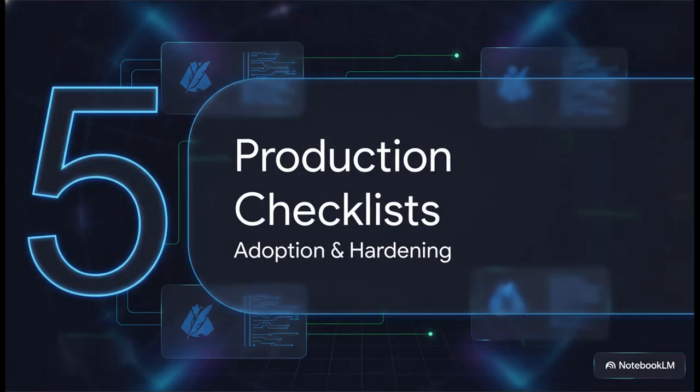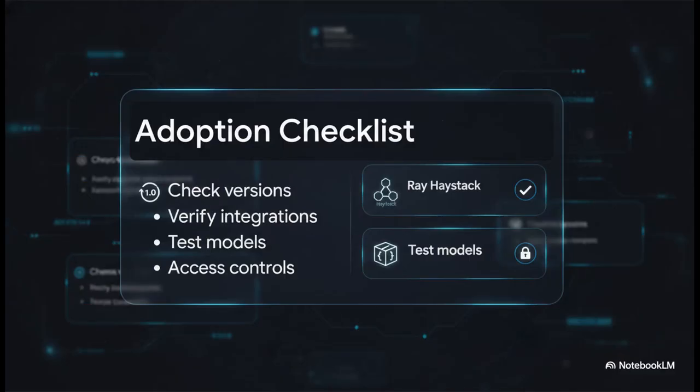Finally, let's bring it all together with our production guardrails checklists for adoption and hardening. Before you even think about adopting Burr for production workflow, run through this evaluation checklist. First, confirm you're on the correct release line.